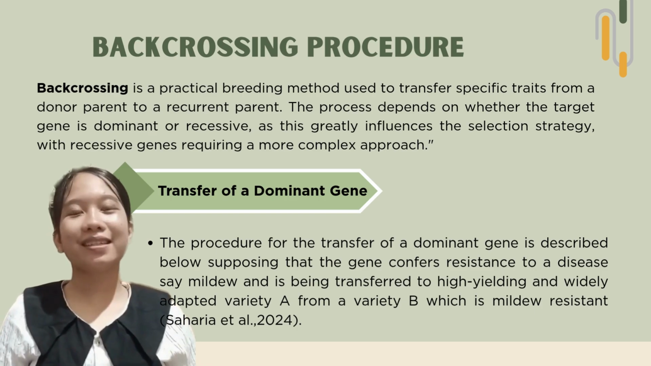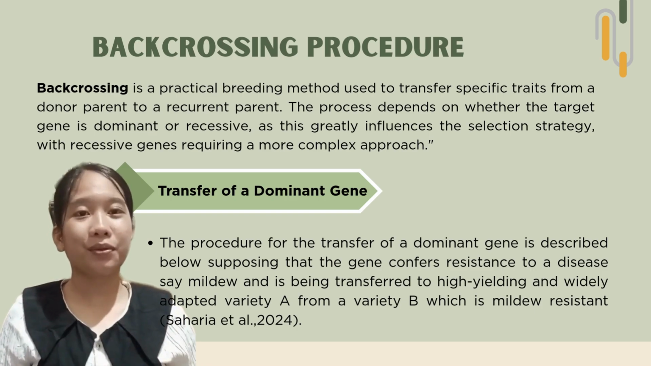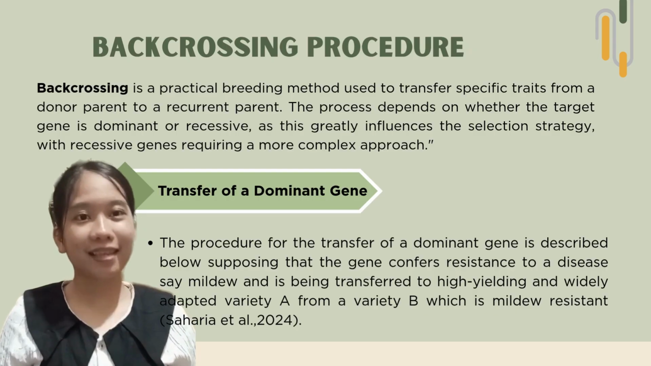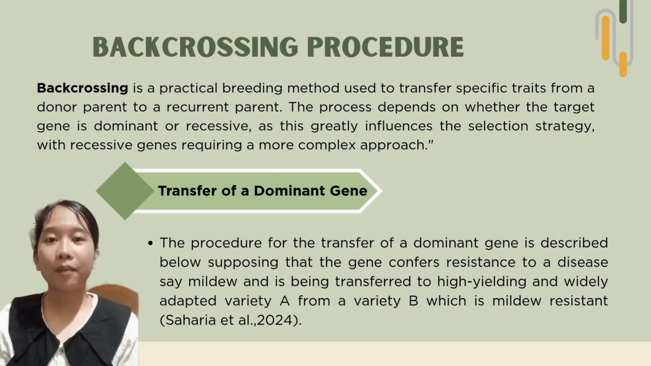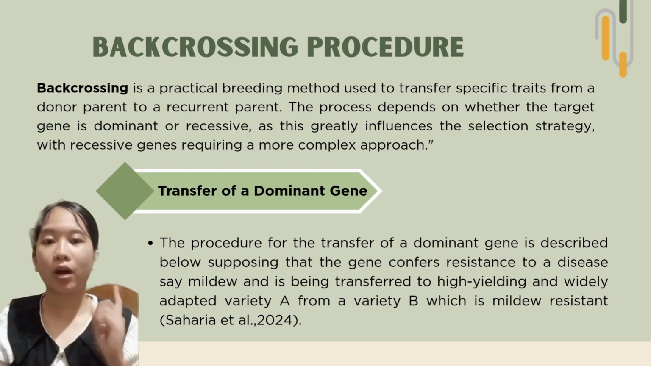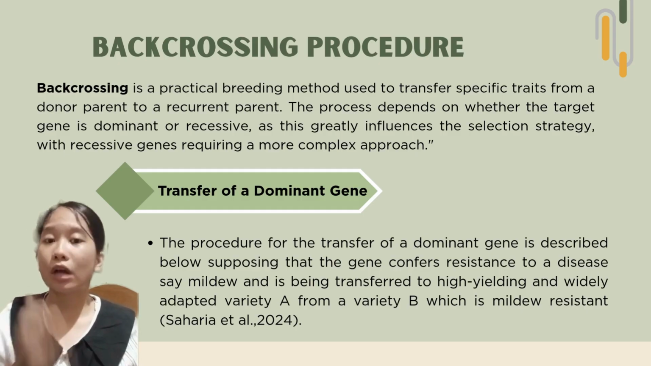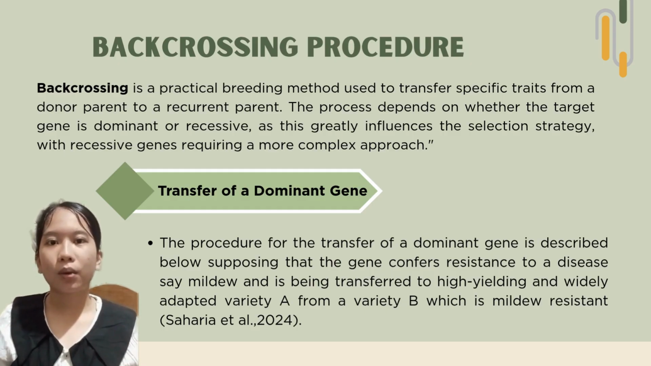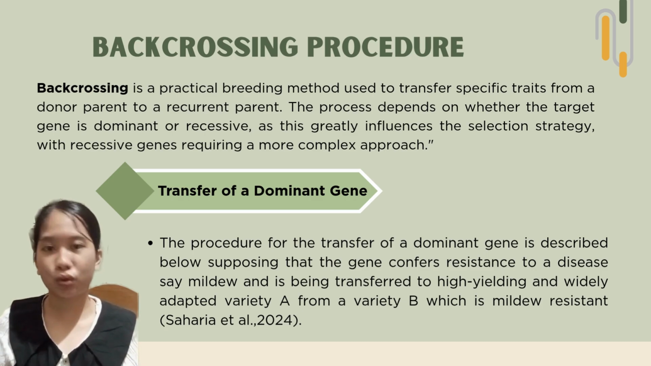Good day, everyone. So, I am the one to discuss to you the backcrossing procedures and the genetic consequences in repeated backcrossing. Backcrossing is a practical breeding method used to transfer specific traits from a donor parent to a recurrent parent. The process depends on whether the target gene is dominant or recessive, as this greatly influences the selection strategy, with recessive genes requiring a more complex approach.